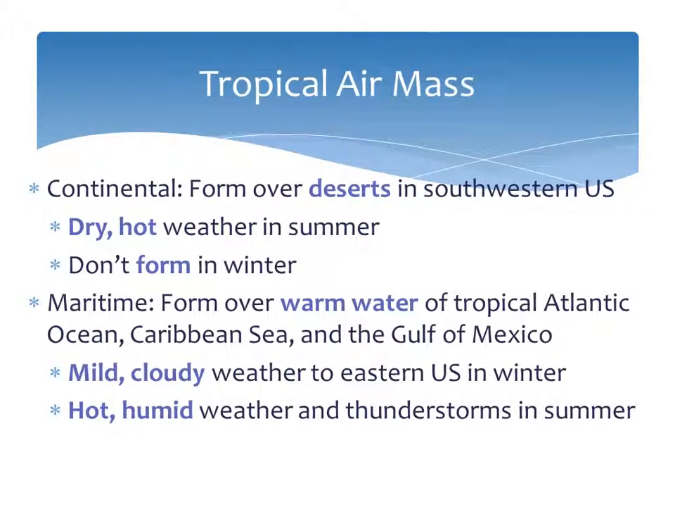So for tropical air masses that affect the United States, there are 2 of them. The continental ones form over the deserts in the southwest. So typically that would be around Arizona and New Mexico. Those places typically experience dry, hot weather in summer, and these air masses don't really form very much in the winter. The maritime tropical air mass forms over warm water of the tropical Atlantic Ocean, the Caribbean Sea, and the Gulf of Mexico. This brings mild and cloudy weather to the eastern United States in the winter.